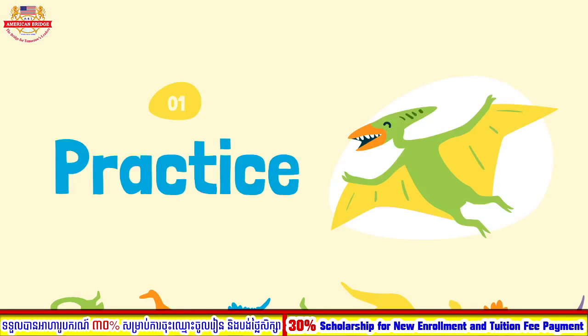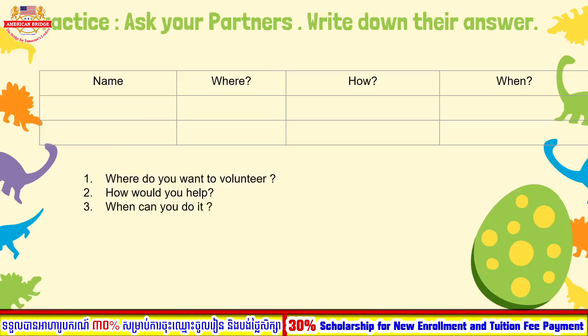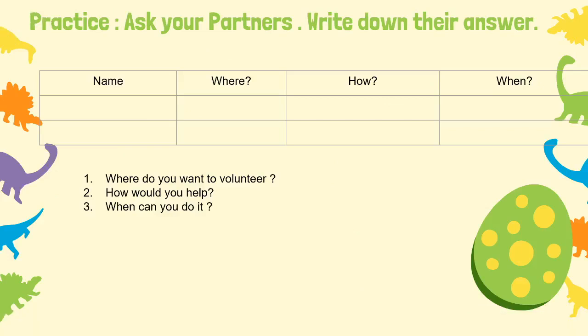This one teacher wants you to practice. Our practice today is that you ask your partner and write down their answer. Teacher has 4 columns here. The first one is name, the second one is where, the third one is how, and the last one is when. We have three questions to use: where do you want to volunteer, how would you do it, when can you do it. Now let me ask my partner, and my partner will answer, and we will write it in our columns.